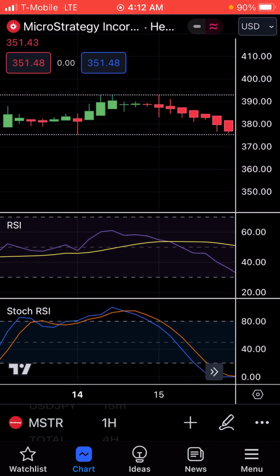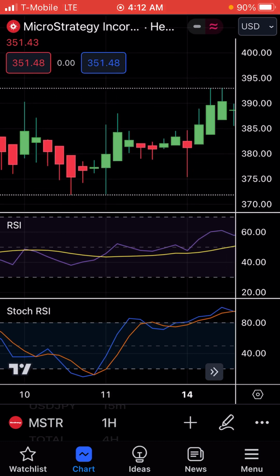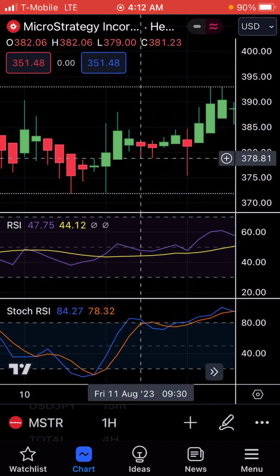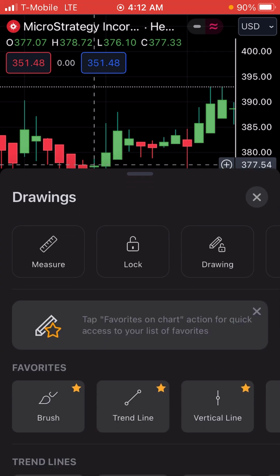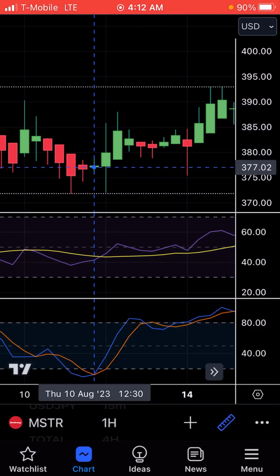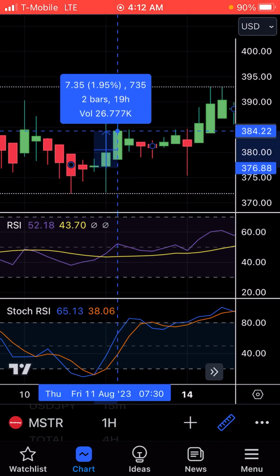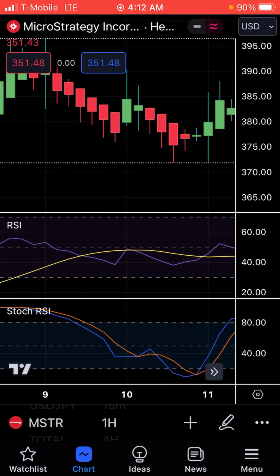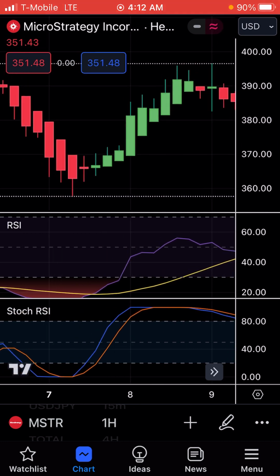Let's do this 2 more times with MicroStrategy here, then we'll go into crypto. We have an indecision candle right here, and we can clearly see that the direction is going up by looking at the stochastic and the RSI. So we came in here and rode this out to about here. This would have been $735 right here. Let's look for another example.